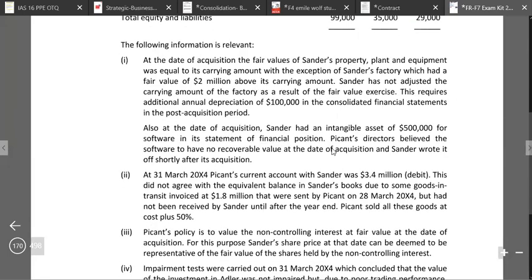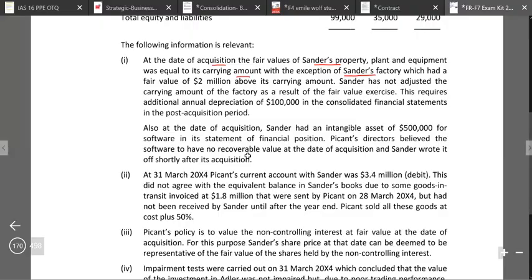Now, starting from the notes, the following information is relevant. At the date of acquisition, the fair value of the sender's property, plant, and equipment was equal to its carrying amount, with the exception of the sender's factory, which had a fair value of $2 million above its carrying amount. Sender has not adjusted the carrying amount of the factory as a result of the fair value exercise. This requires additional annual depreciation of 1 lakh in the consolidated financial statements.